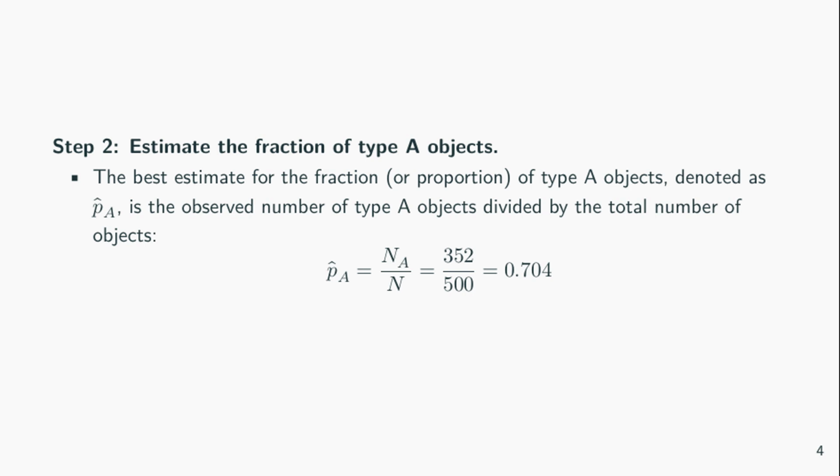Step 2. Estimate the fraction of type A objects. Now that we know the number of type A objects, we can estimate the fraction or proportion of type A objects in this observation. Our estimate for the fraction of type A objects, P hat A, is the number of type A objects, NA, divided by the total number of objects, N. So P hat A equals NA over N. That's 352 divided by 500. Calculating that gives us 0.704. So our best estimate for the fraction of type A objects is 0.704.